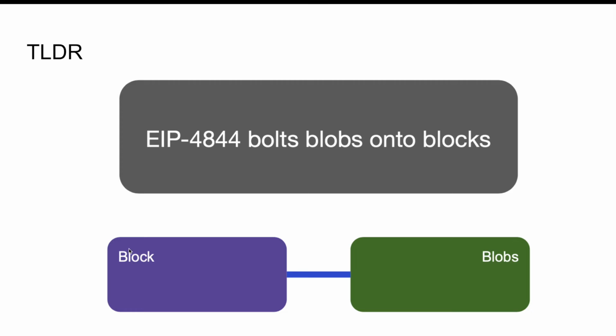Because the blobs are supposed to be ephemeral, that's why they are kept separately from the block, and each blob has its corresponding block. One block can have multiple blobs, and how many maximum blobs it can have is a parameter that can be chosen. So this is the TLDR of what EIP 4844 does.